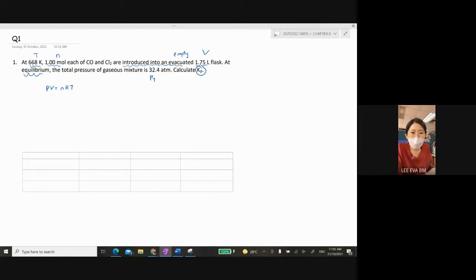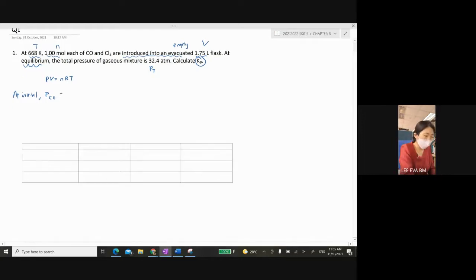Since the number of mole of CO and Cl2 are the same, you can calculate the partial pressure of CO. This one is at initial. At initial, the partial pressure of CO is the same as the partial pressure of Cl2 because the number of mole are the same. So nRT over volume, which gives you 1 times 0.08206, temperature is already in Kelvin, and the volume 1.75.